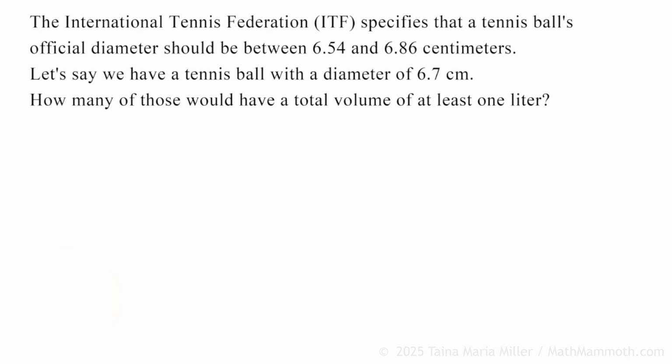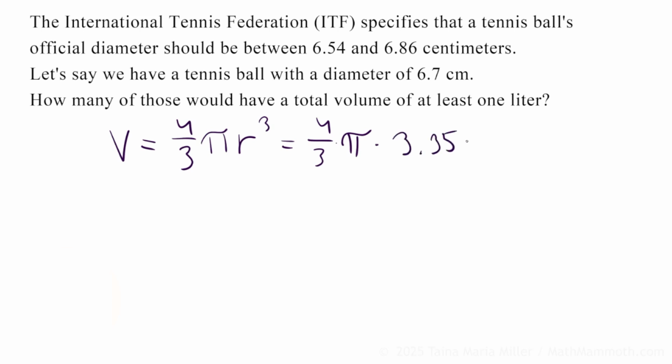Now, let's calculate the volume of one of those tennis balls. It was 4/3, right? Then we have the pi for circles and spheres both, then radius cubed. What's the radius in this case? You take the diameter divided by 2, so we get 3.35 centimeters cubed. That would be the volume of 1, so let's calculate that as an intermediate result.